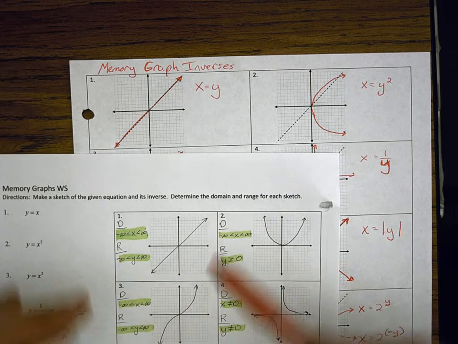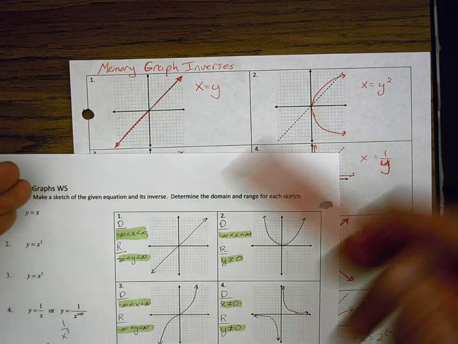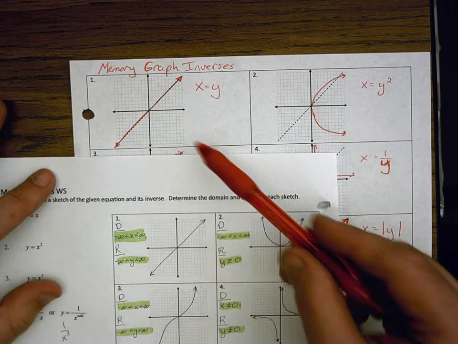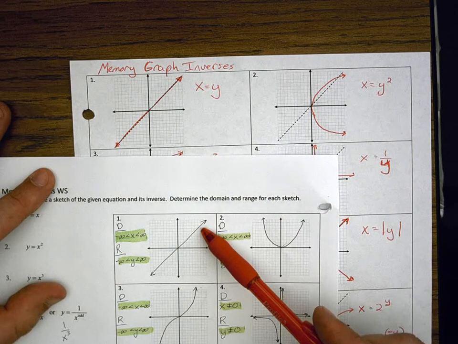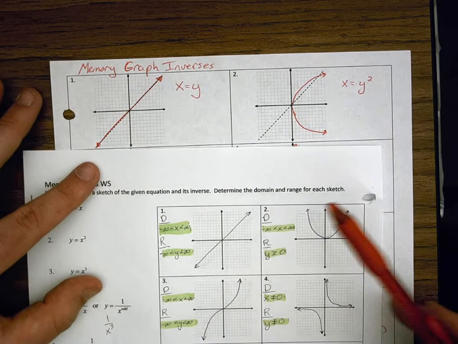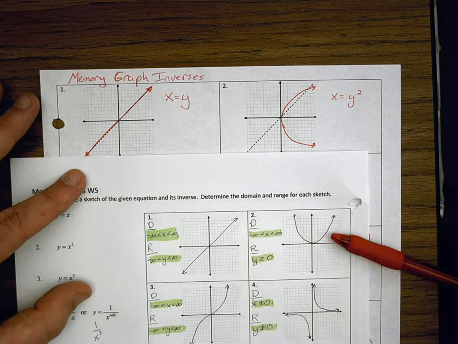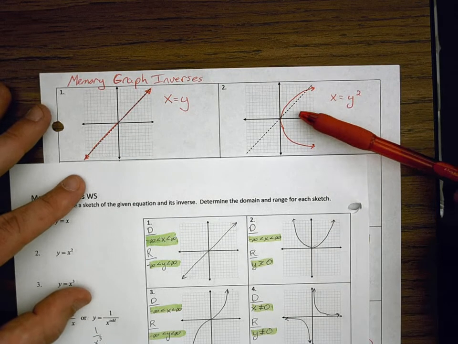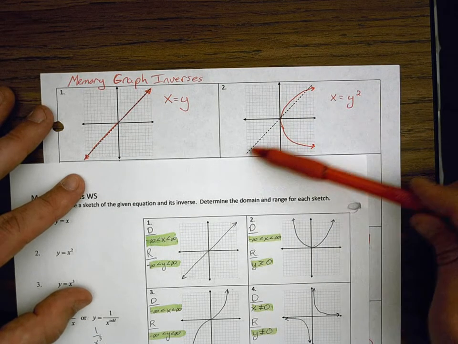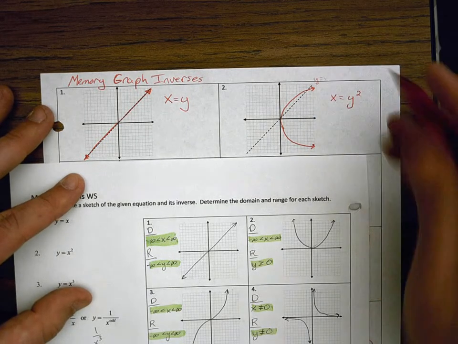Actually, this y equals x, it doesn't move, right? X equals y equals x. It's the same graph. It stays the same. See that? But number 2, if we reflect number 2 across y equals x, so this right here, this is my y equals x line.